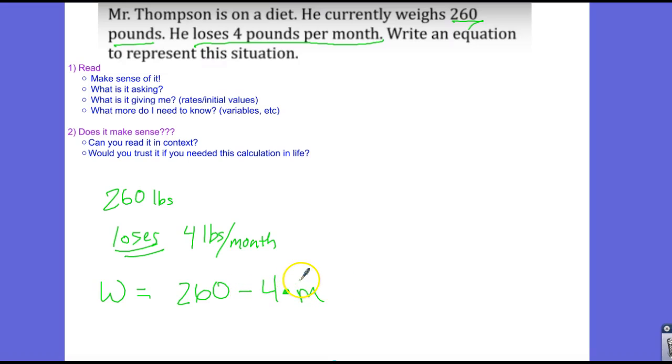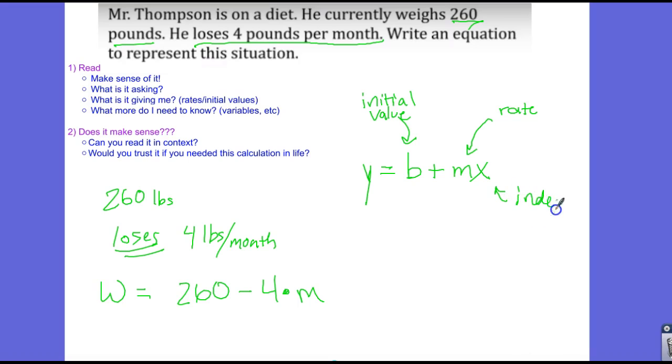You're starting to see a pattern here. This is y equals b plus mx, right? Here is your starting value, your y-intercept, which is usually your initial value. And here is your slope. That's your rate. Your rate or your slope. And then this is your independent variable.